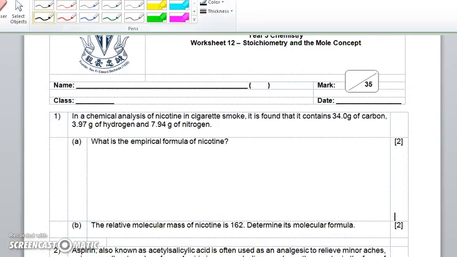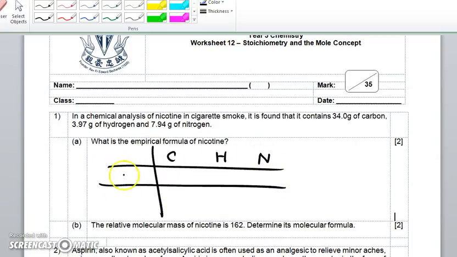A chemical analysis shows carbon, hydrogen, and nitrogen. So I have to write a table in the exam. Carbon, hydrogen, nitrogen, typically write these elements. I have to have the mole ratio, and of course the ratio, and my final answer, the empirical formula.